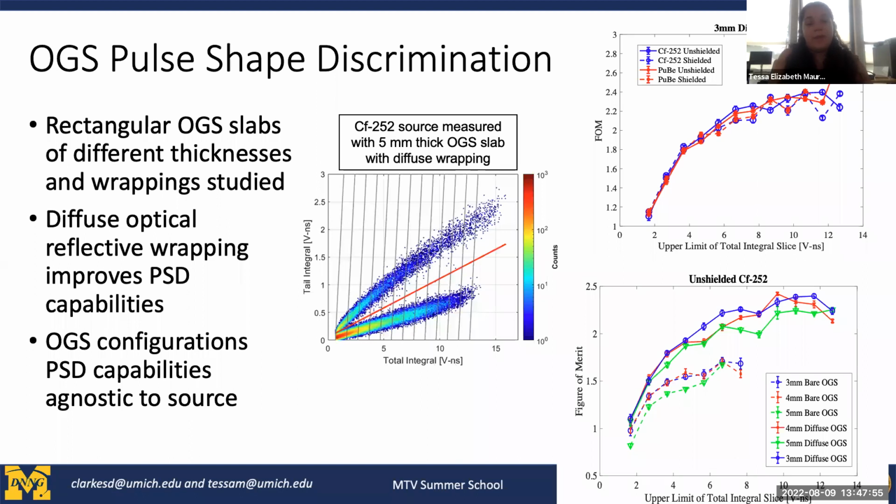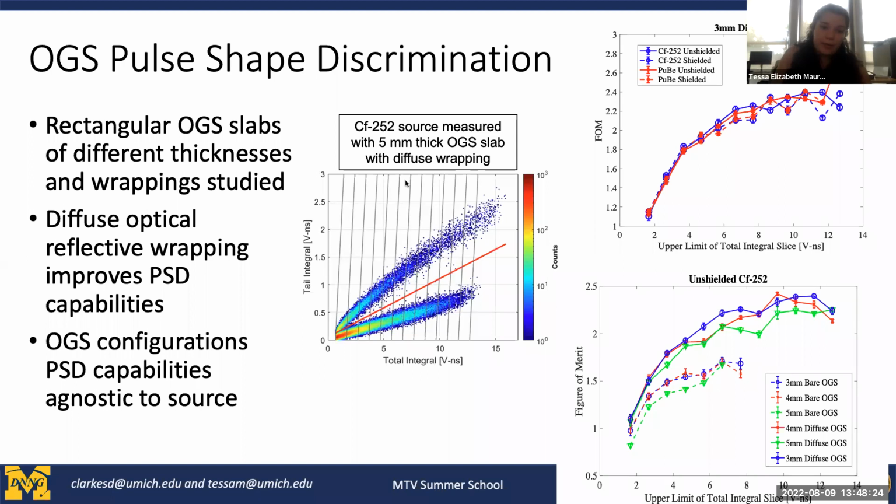The better separated these clouds are, the better the PSD capabilities, because the more confident we can be in saying, that's from a photon, that's from a neutron. So we have a quantity that tells us how good the PSD capability of a certain system is, and that's called the figure of merit. The higher the figure of merit, the better our PSD capability. So we want a high figure of merit.